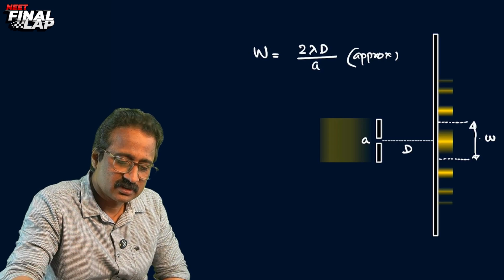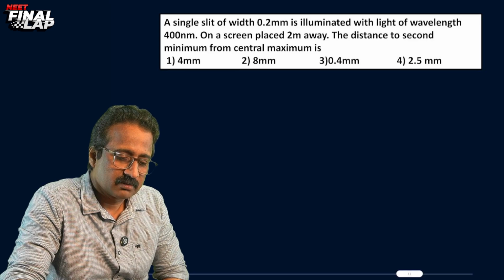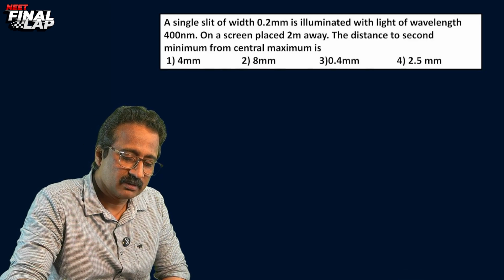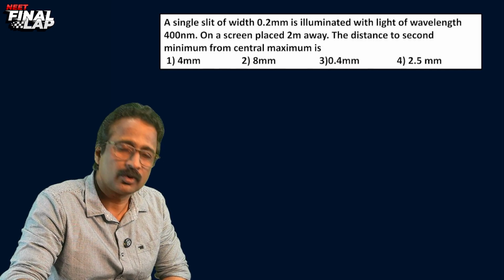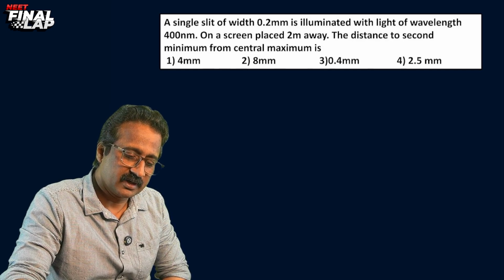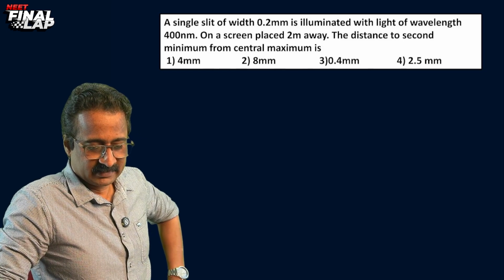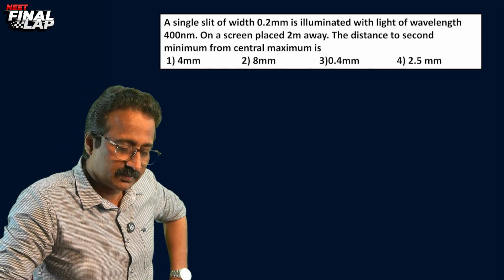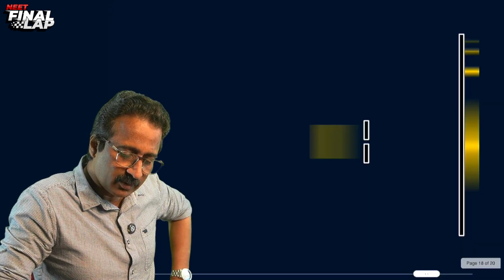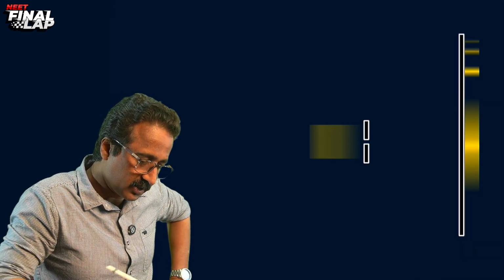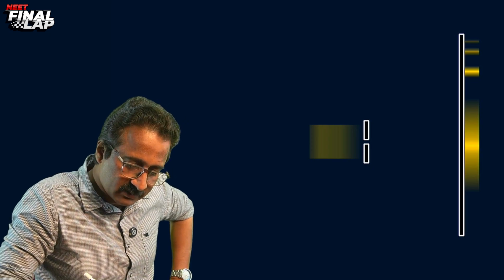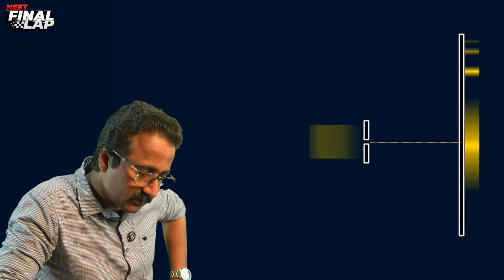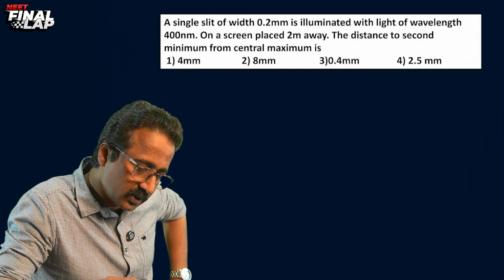I think we must try one question based on diffraction at single slit. A single slit of width 0.2 millimeter is illuminated with light of wavelength 400 nanometer. On a screen placed 2 meter away, the distance to second minimum from central maximum is. So this is about finding the distance to second minimum. Okay, let's assume that this is the central maximum and this is the second minimum. They ask you the distance to second minimum.